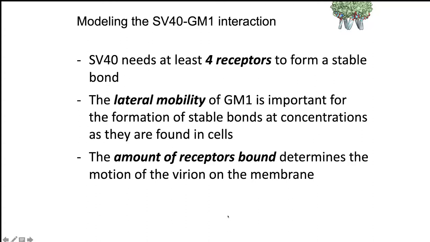So from this, we could learn that SV40 needs indeed at least 4 receptors to form a stable bond, that the lateral mobility of GM1 is important for the formation of stable bonds at concentrations as they are found in real cells. And the amount of receptors bound determines also the motion of the virion at the membrane. So this was very exciting for us, but what is with the stepping rolling behavior?